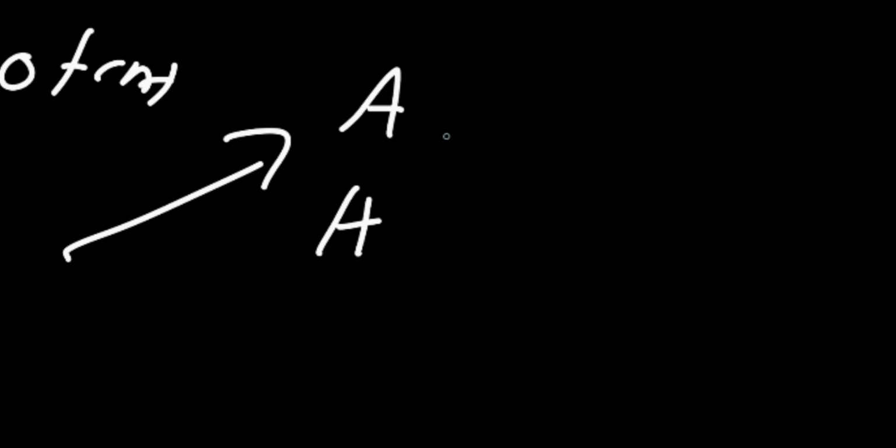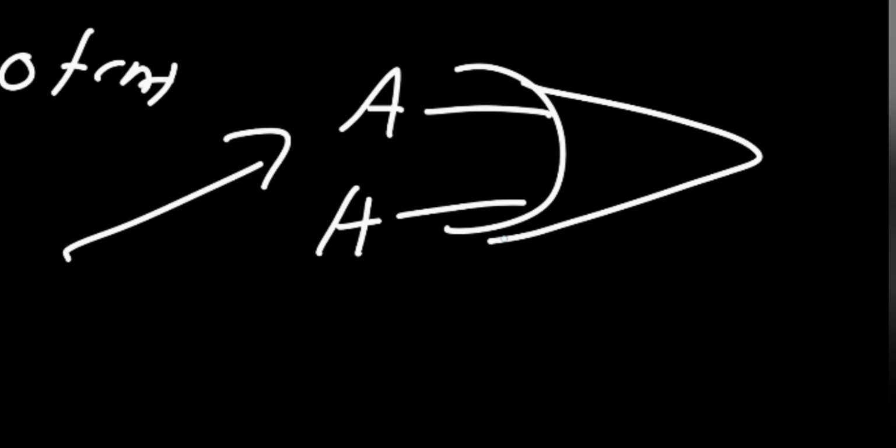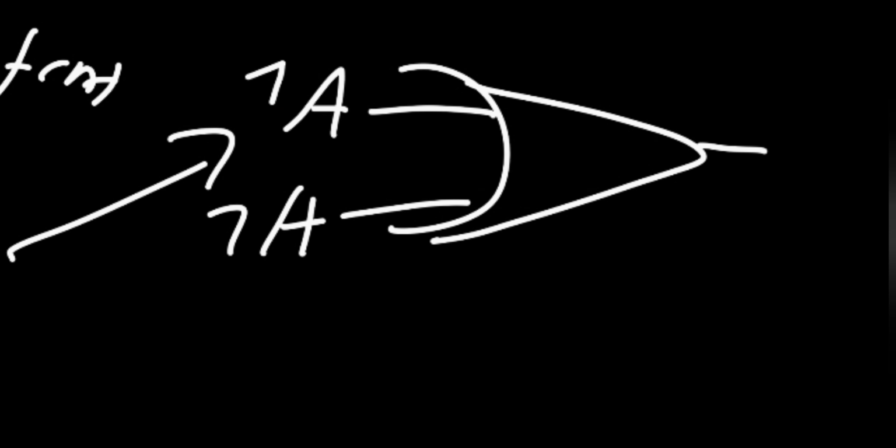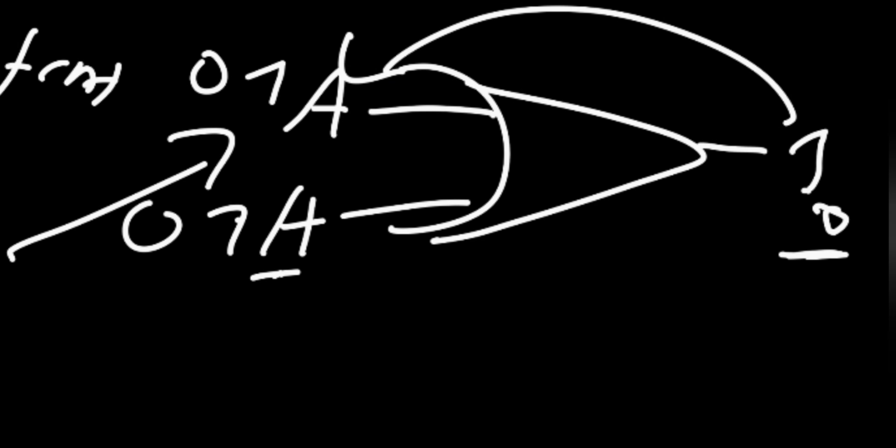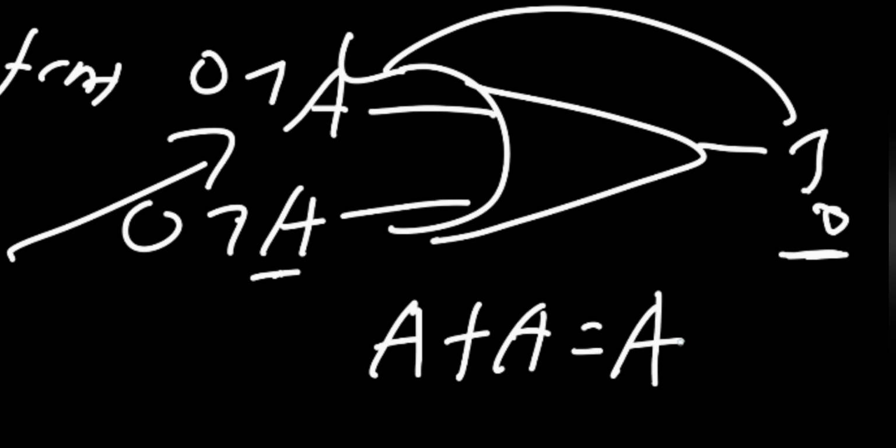So for example, let's use a logic gate to see how. Let's say A and A go through an OR gate. If A is 1, they are both 1 and 1. In an OR gate, 1 and 1 will give us 1. If it was 0, 0 and 0 will give us 0. So this value matches the value of A. So we can say A OR A is the same as A.